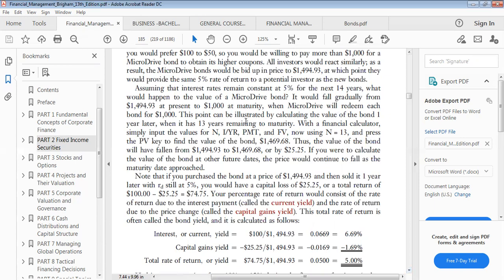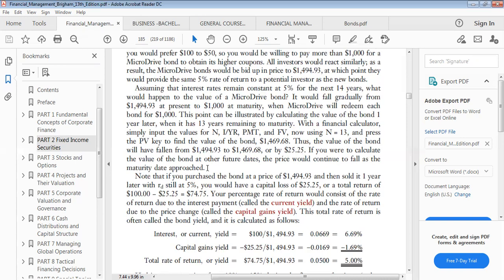Note, this point can be illustrated by calculating the value of the bond 1 year later, when it has 13 years remaining to maturity. That will give you $1,469.68. Thus, the value of the bond will have fallen from $1,494.93 to $1,469.68, or by $25.25.